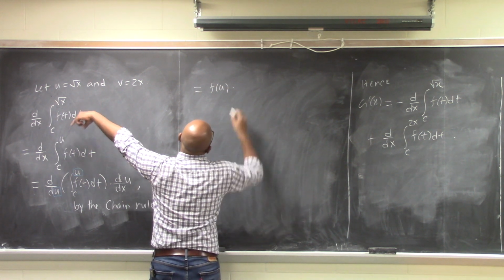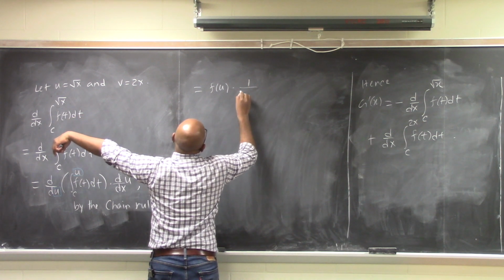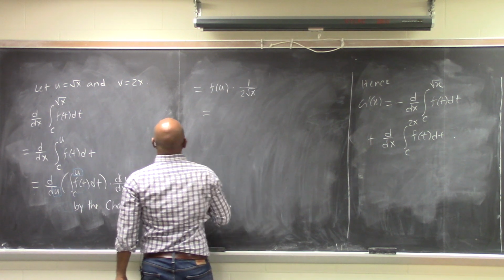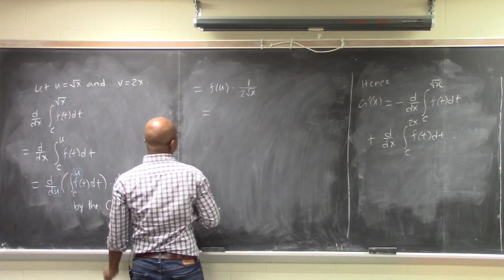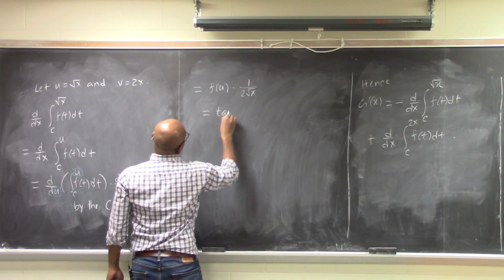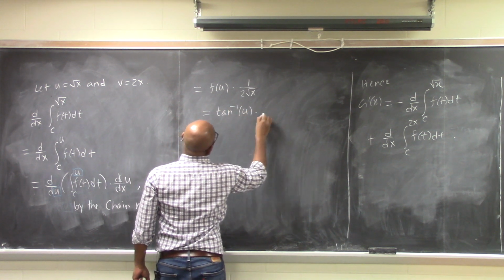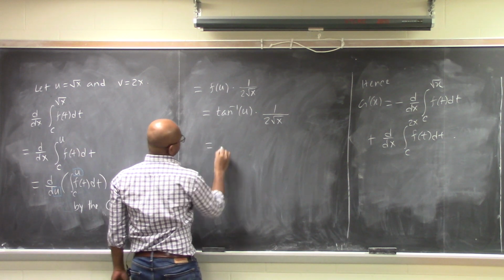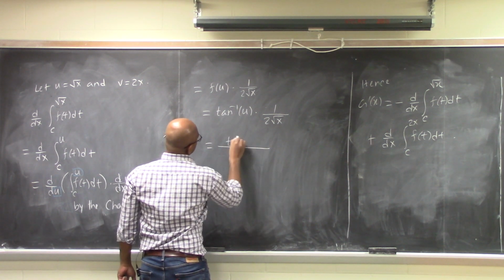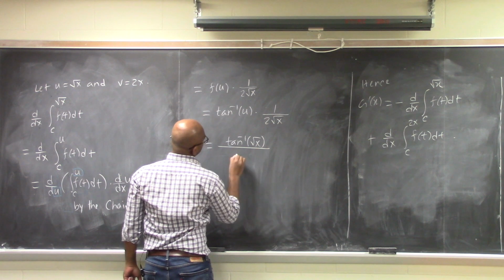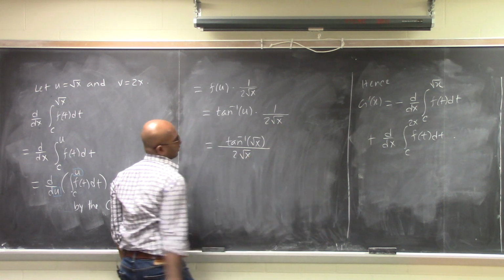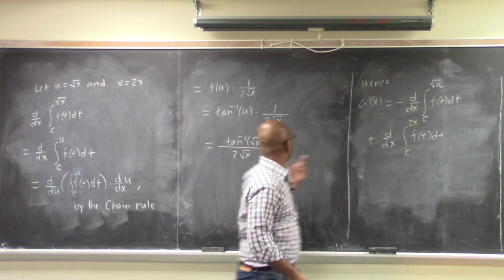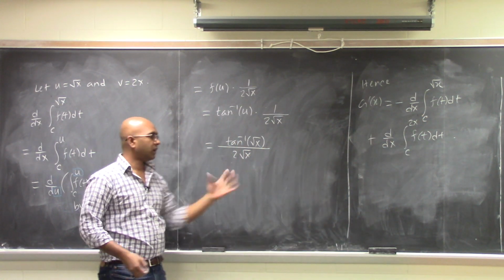By the way, what is d/dx of u? u is the square root of x, right? So this is 1/2 times x to the power negative 1/2, so 1 over 2 square root of x, right? And f of u is f of u. The function f is tan inverse of u, but u is the square root of x, so this is tan inverse of square root of x over 2 square root of x. Okay, so we got this derivative, and similarly we need to get the other one, and then we'll be done.